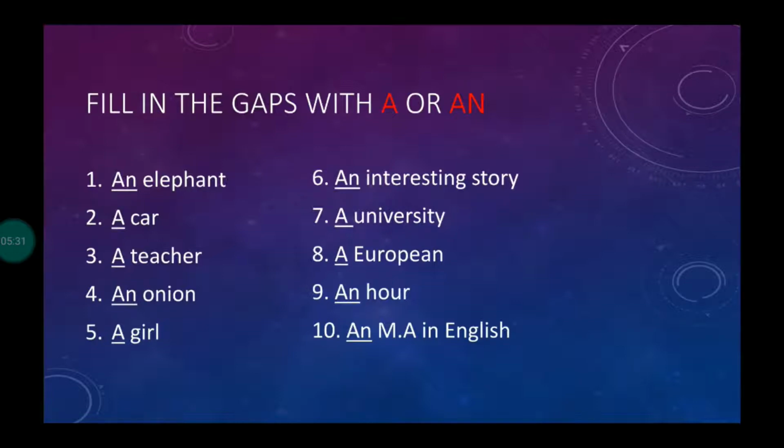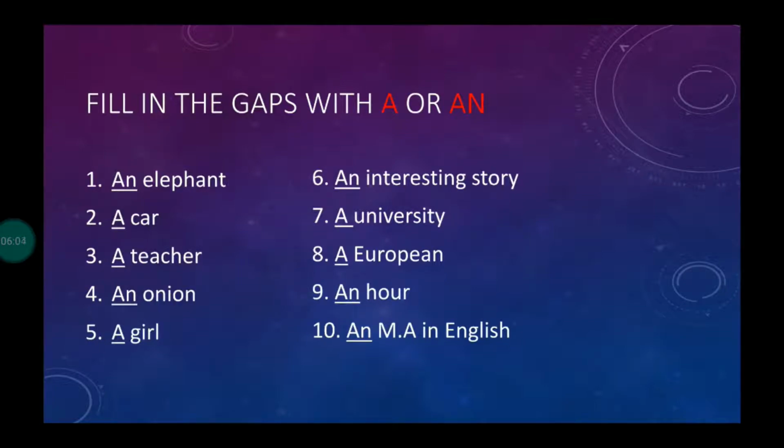Then an interesting story. So why do we say an interesting story? Because it starts with an I sound, A-E-I-O-U, a vowel sound. Now number 7 is the tricky one. The spelling is a vowel, but the sound is not a vowel. It's not "uni," it is "yuni"-versity. So since it's a consonant sound, Y, we use a. Then the next one, European.